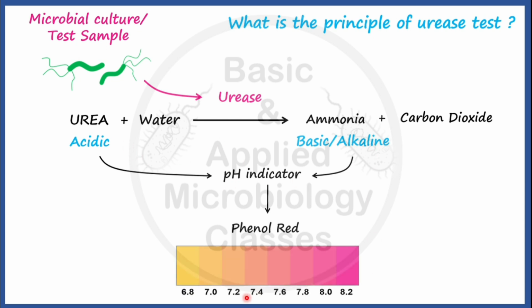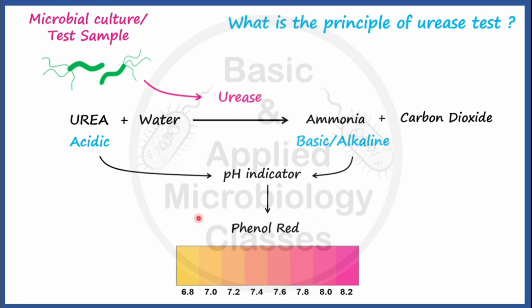You should know that phenol red is a kind of indicator which, when the pH is 6.8, shows a yellowish to slight orange color. And as the pH increases, there is a change in the color of the phenol red indicator from yellow, then to orange, and finally to a pinkish color, right?